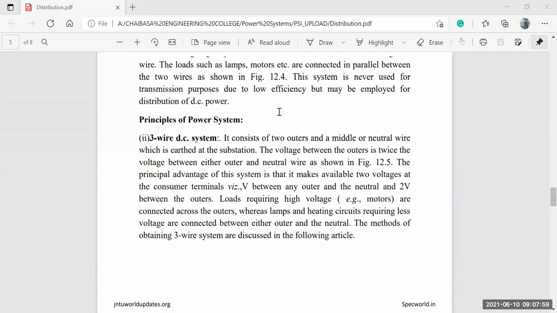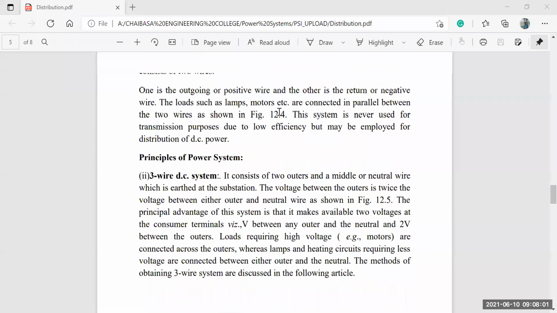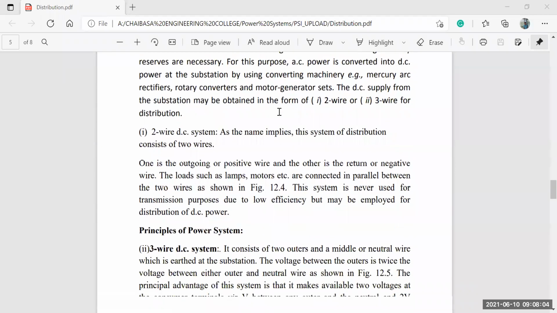Sir, high voltage. Okay, high voltage means we get two sets of voltages, right? Yes, sir. One would be between one line and the neutral, and another would be between the two lines, right? If the load requires high voltage, then it will be supplied to them. Okay. So that is your two-wire and three-wire DC system.